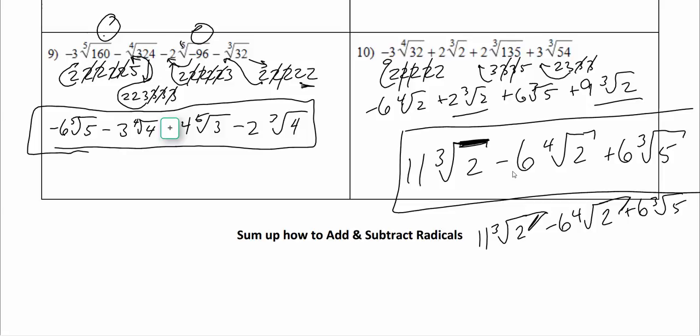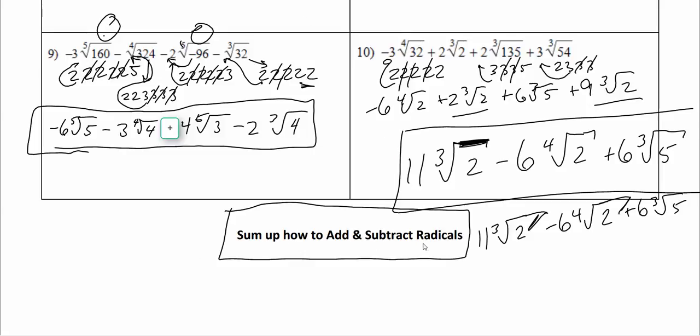All right, what I want you guys to do is take the time to sum up how to add and subtract radicals. That's like your little notes for the first page. Sum up how to do it. Hit pause now, and then I'll discuss it without writing it down so you can make sure you have what you need. Okay, go ahead and hit pause now, please.